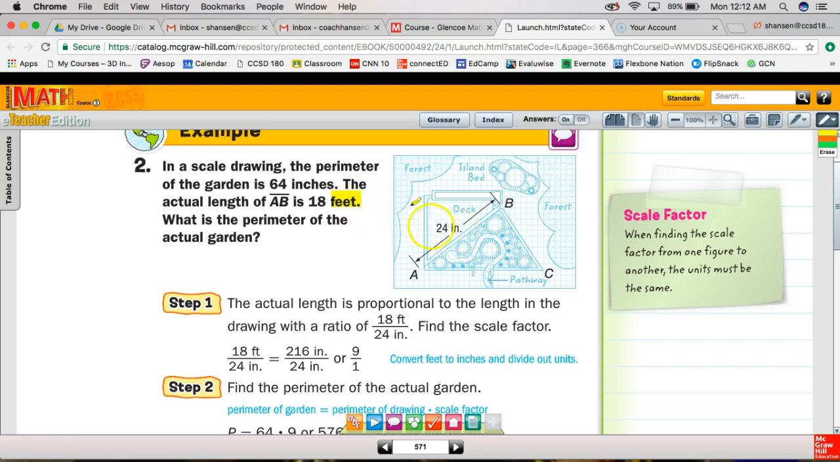So that's one issue that we have to tackle, the conversion from feet to inches or vice versa. Step 1 tells us the actual length is proportional to the length in the drawing with a ratio of 18 actual feet is equivalent to 24 inches. So again, you have to think outside the box a little bit here.